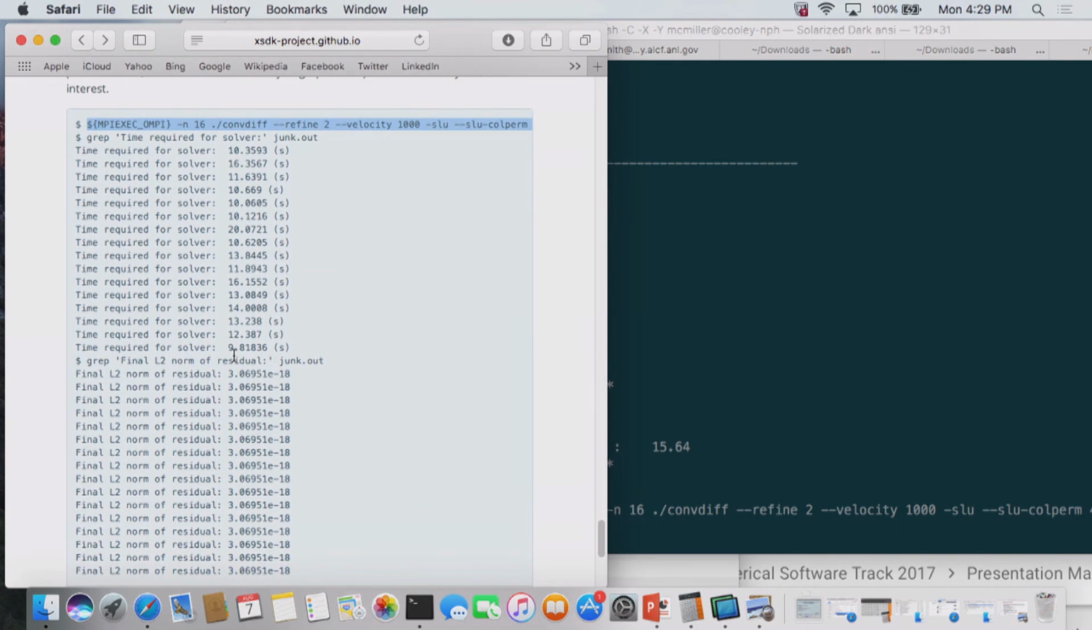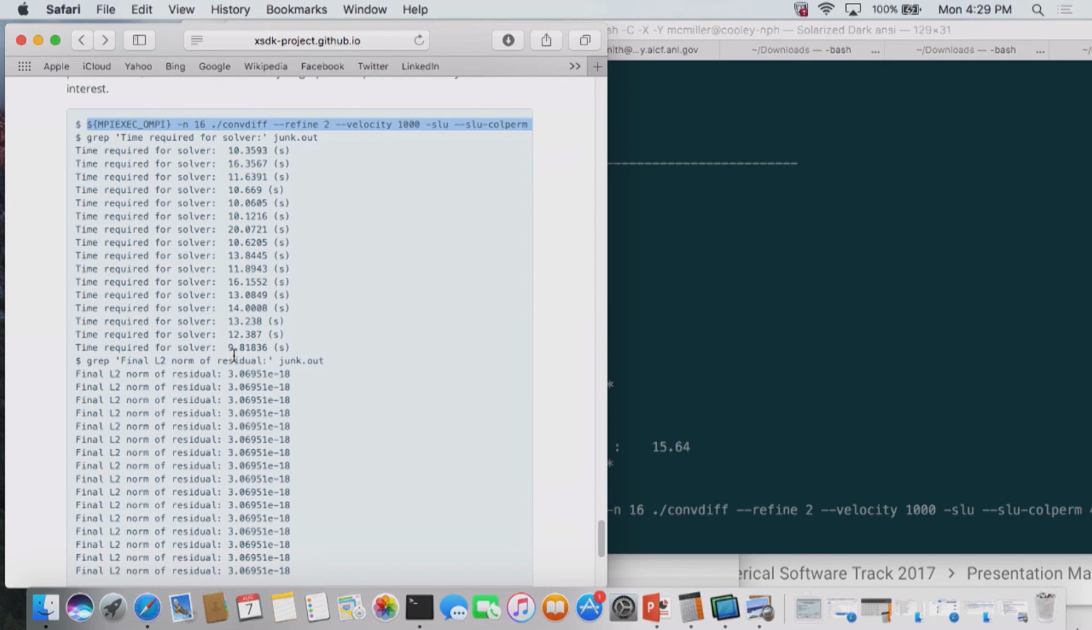So what we've done is we've done the run, put all the output into a file, and then we just grepped for the two numbers, the time to solution and then the residual. And you can see the variation in times here, from maybe 7 seconds, or 9 seconds I think, was the fastest MPI rank, and maybe around 20 the slowest.